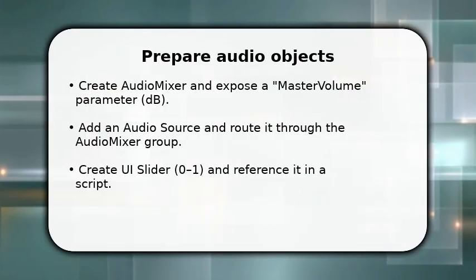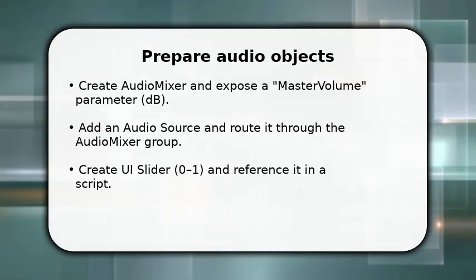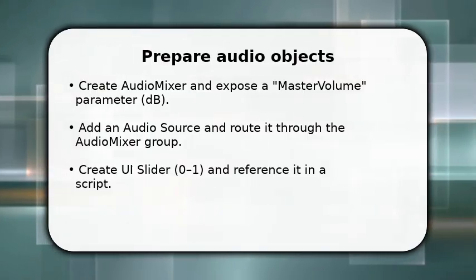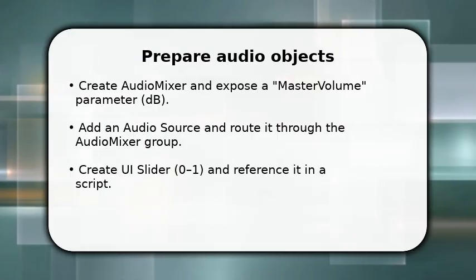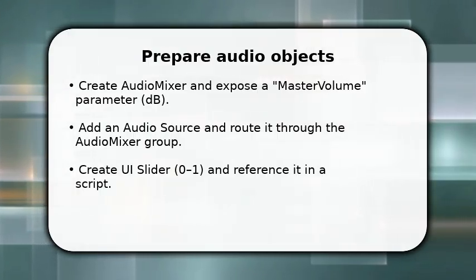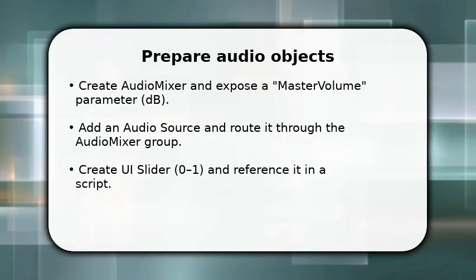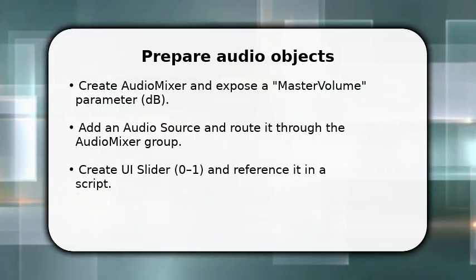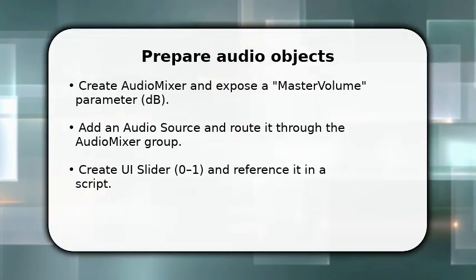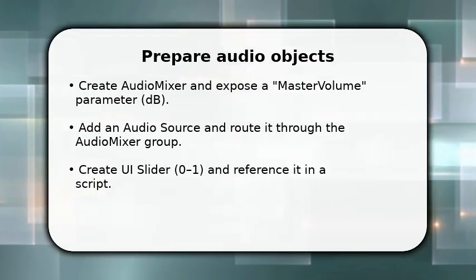You start by preparing the audio objects so the slider controls something meaningful. Create an audio mixer, add a group, and expose a float parameter like master volume in decibels so you can map values smoothly. Then attach an audio source to that mixer group. This ensures all playback routes through the adjustable control.